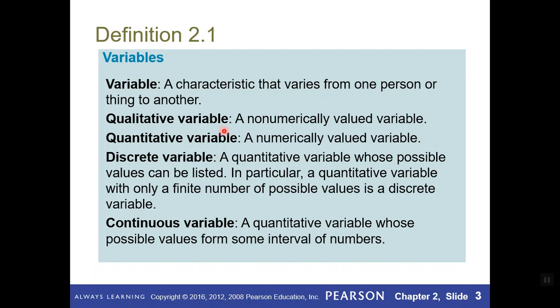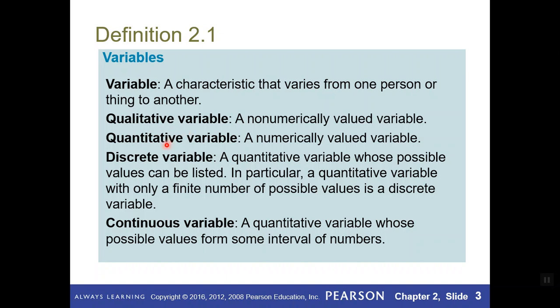qualitative variable. A qualitative variable means it is a non-numerical valued variable. For example, eye color can be black, blue or green. There are no numerical values in there. So a qualitative variable is a non-numerical valued variable.